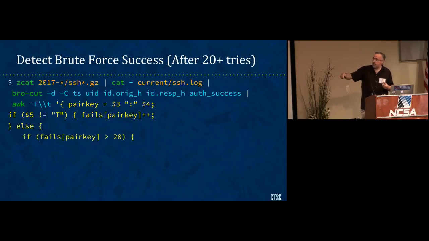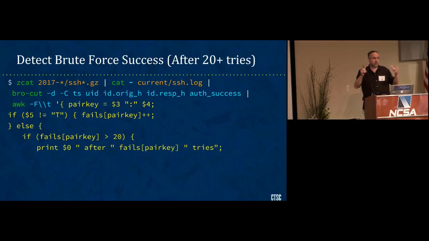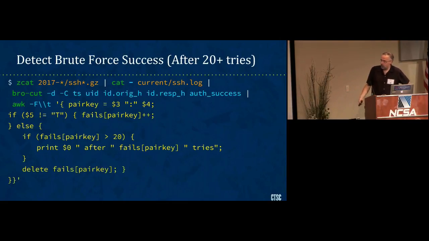Otherwise, in other words, the else is if the connection failed in some way. So otherwise, if the fails for this key pair is over 20, then we pass that threshold, and we print out that line. The $0 would refer to the line in Bro where they succeed. Then we put in a helpful string afterwards that says they succeeded after 20 tries or whatever. And then we delete the fails pair key.